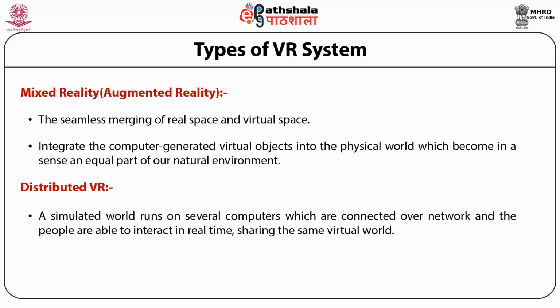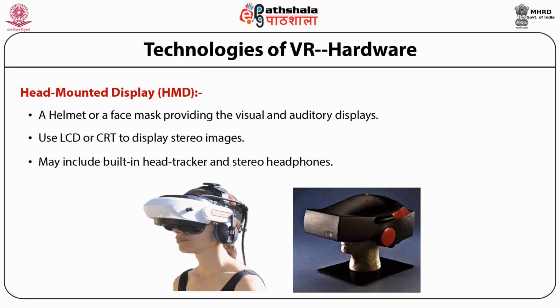Technologies of virtual reality in hardware. First is the head-mounted display, called HMD, a helmet or a face mask providing visual and auditory displays. It uses LCD or CRT to display stereo images. It may include a built-in head tracker and stereo headphones.